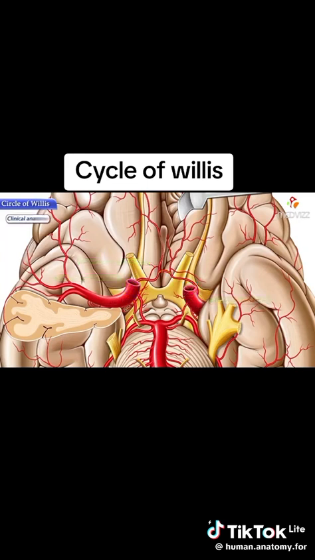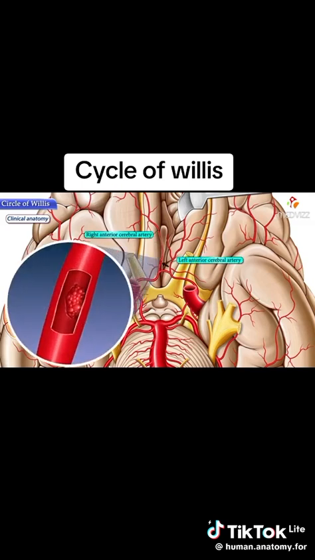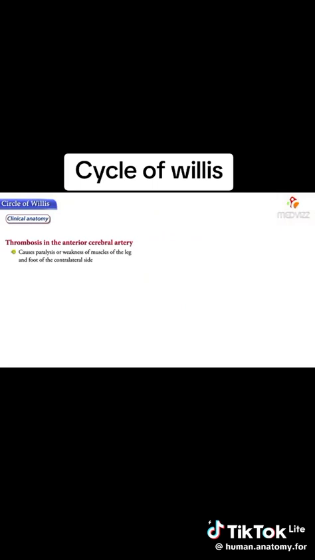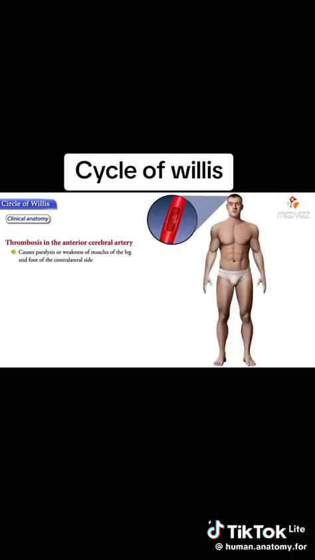Coming to the clinical anatomy. Thrombosis in the anterior cerebral artery, beyond the anterior communicating artery, causes paralysis or weakness of muscles of the leg and foot of the contralateral side, that is, contralateral hemiplegia and hemianesthesia of the leg, arm, and face.